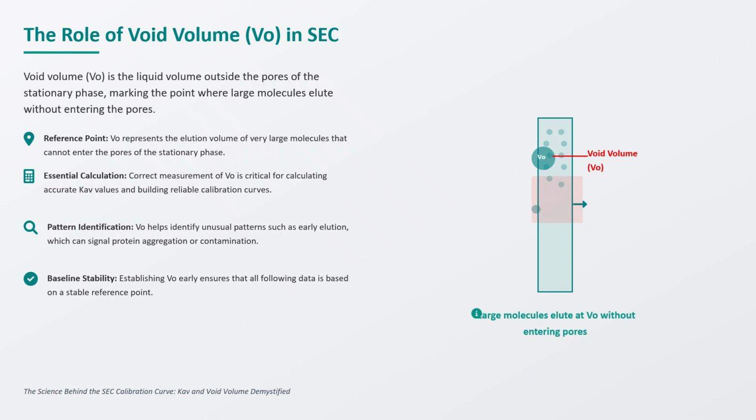In real lab scenarios, VO is often determined using high molecular weight dextrans, blue dextran, or excluded polymer standards. One practical insight from experience: if your VO marker shows tailing or multiple peaks, that's a red flag. It usually points to column damage, sample overloading, or detector issues.